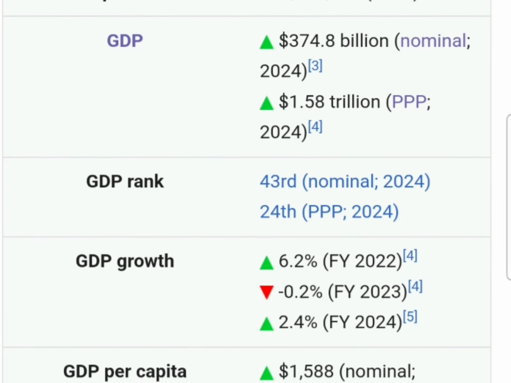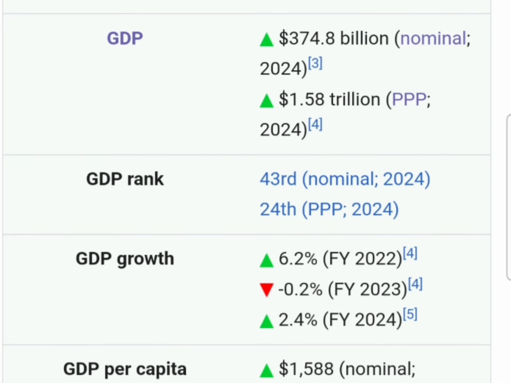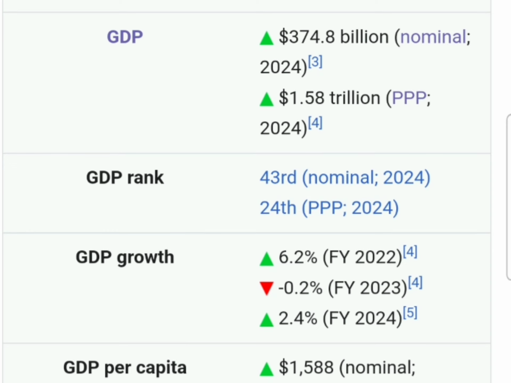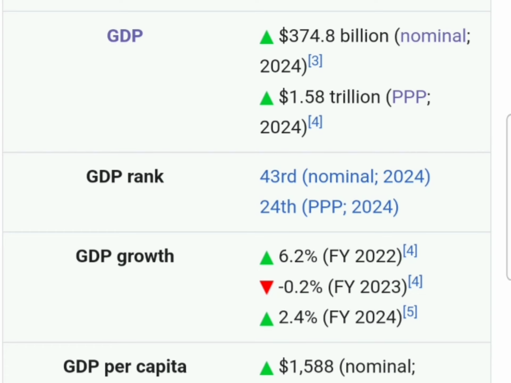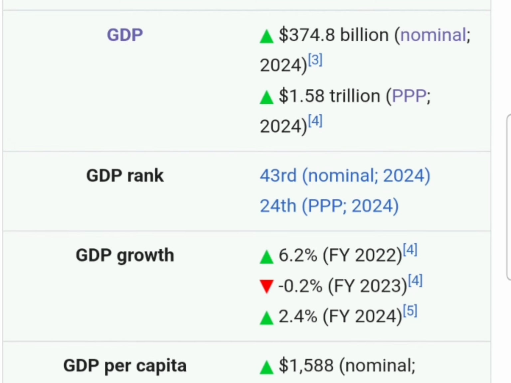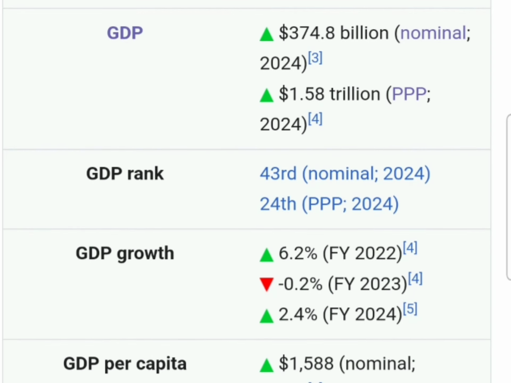GDP growth: the GDP growth rate of Pakistan was 6.2% during 2022, which was almost the highest in our history. But during 2023, our GDP growth rate went into negative figures for the first time, at minus 0.2%. First time in history our GDP went negative, during 2023, and currently our GDP growth rate is 2.4%.